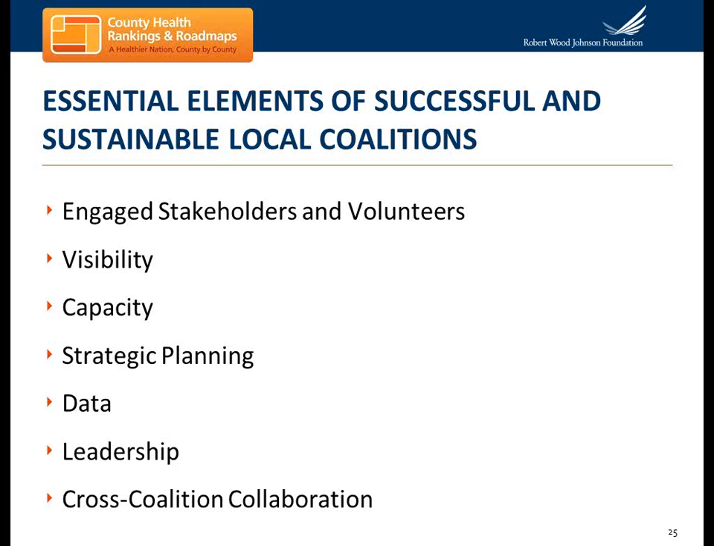And then the coalitions that were surveyed also said that data, especially if it's local data, is sometimes central to what they see as what they can work on. So if they can see the data and help move the bar on the data, they feel like they can be more successful as a coalition.